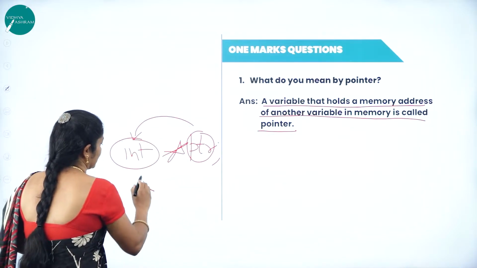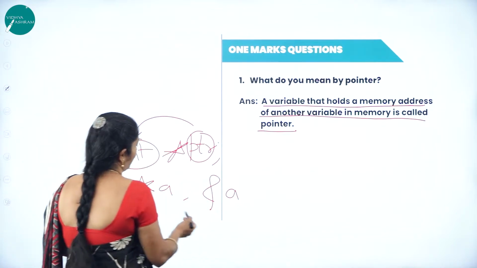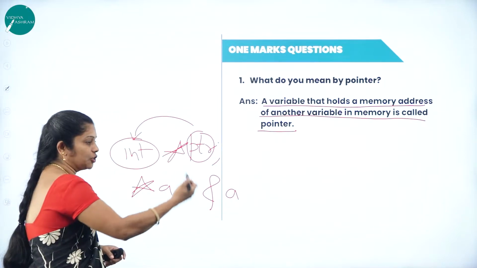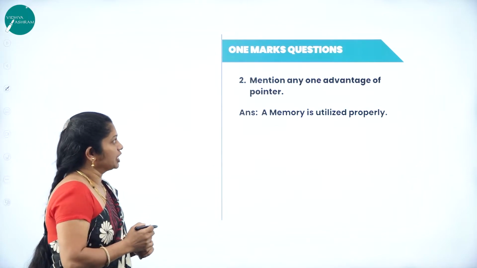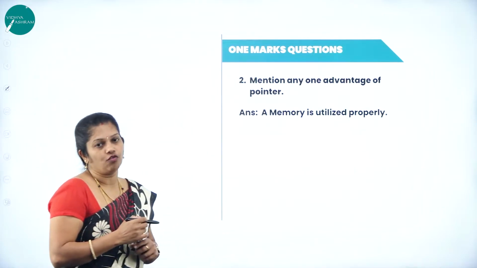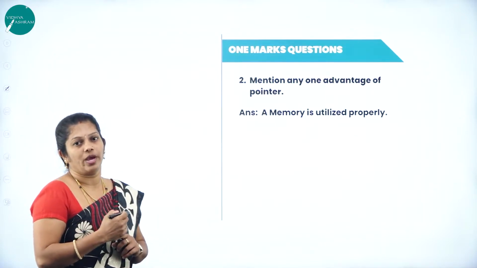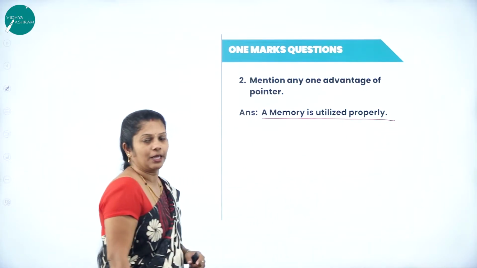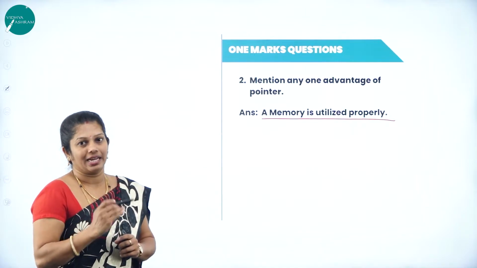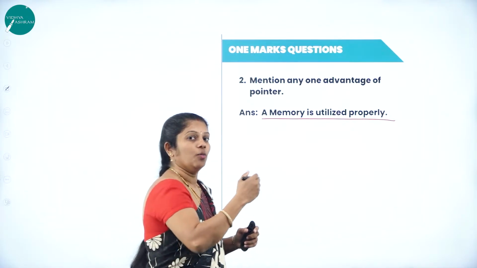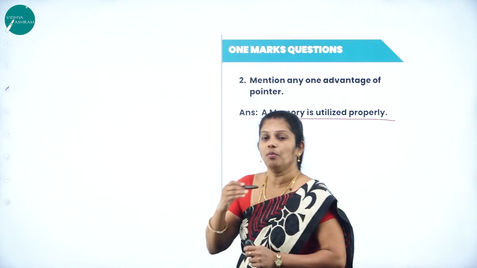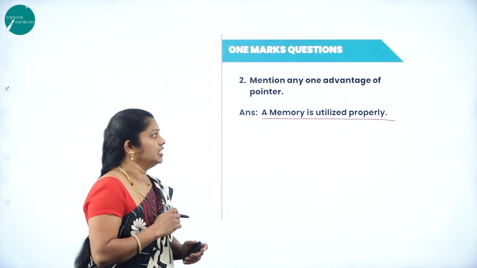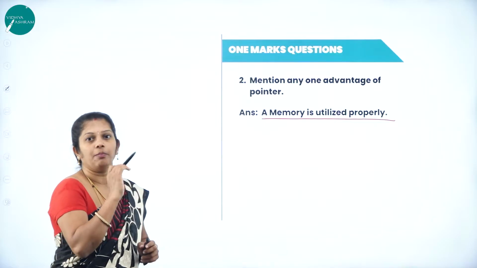There is a difference between star A and ampersand A. Star A will store the address of another variable, whereas ampersand A stores the address of its own variable. Next, for 1 mark, you can expect: mention any one advantage of pointer. There are several advantages; under that, one advantage is that memory is utilized properly. If I know the memory concept exactly, how much space we have and how much space we require, then memory can be utilized properly. Efficient programs can be written. Memory is utilized properly if I know the pointer concept.